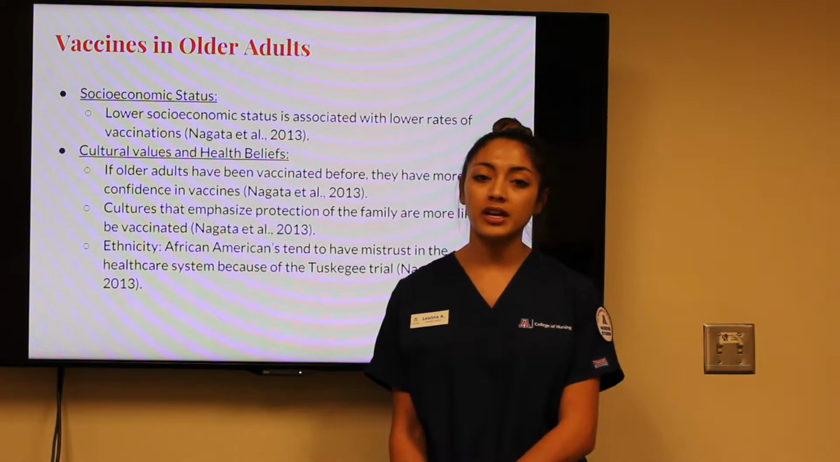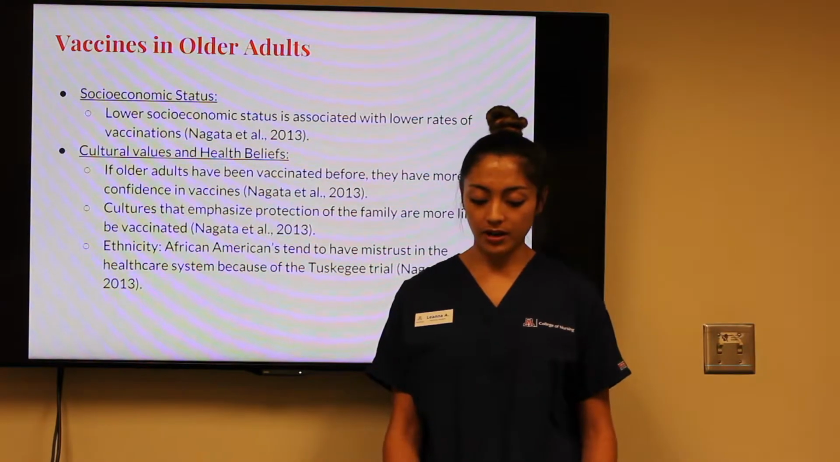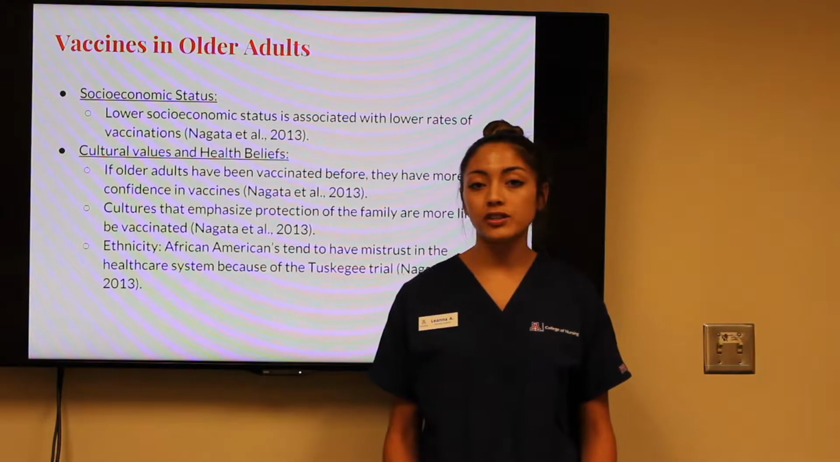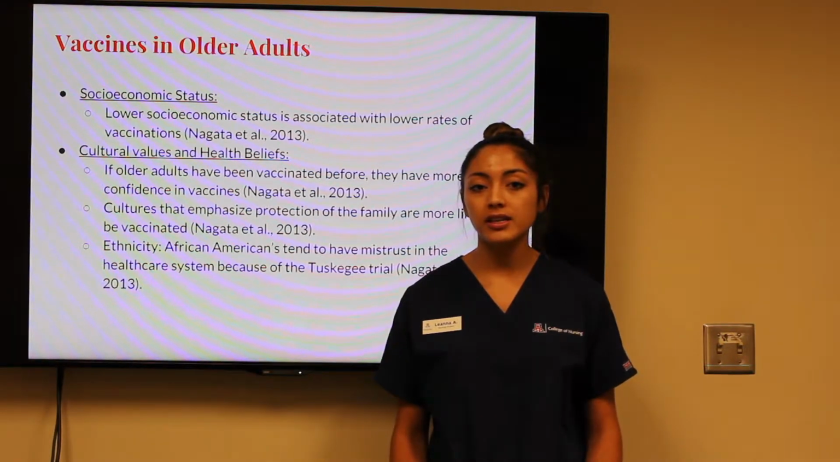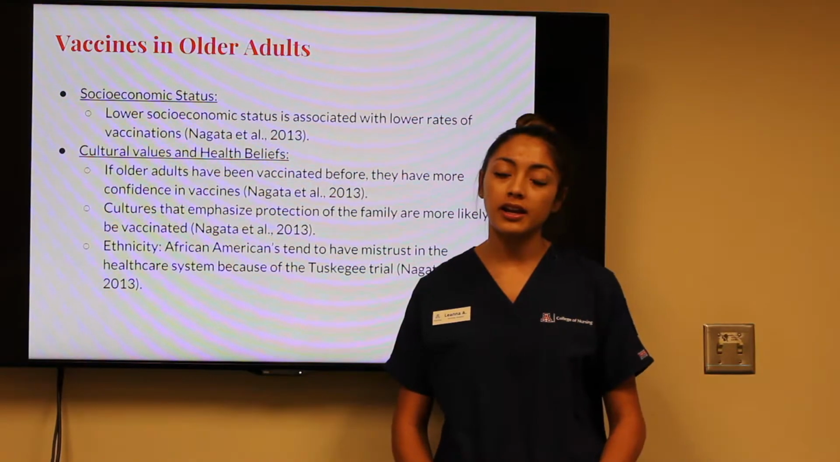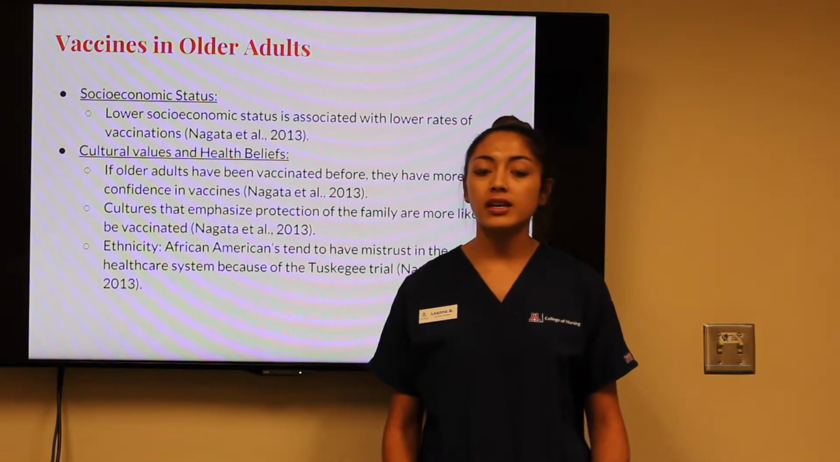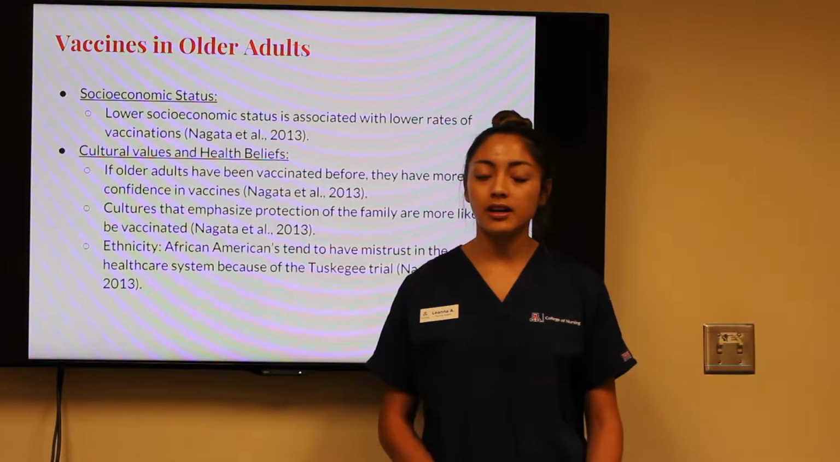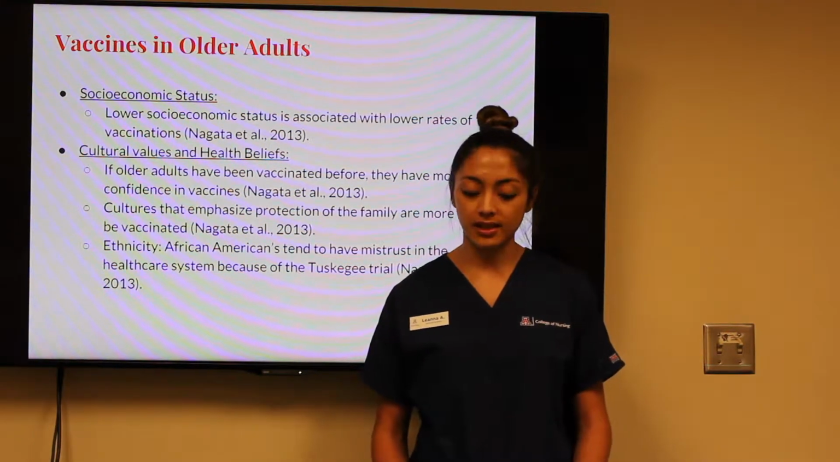In addition to culture being a positive factor in determining if an older adult will get vaccinations, it can also be a hindrance. We have two examples of these. The first example is that some cultures value indigenous health practices. So instead of seeking medical care and getting a vaccination, they might take other health practices that are more holistic in order to prevent the spread of diseases.